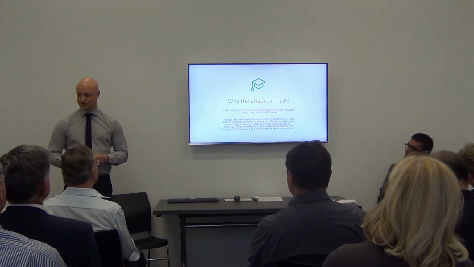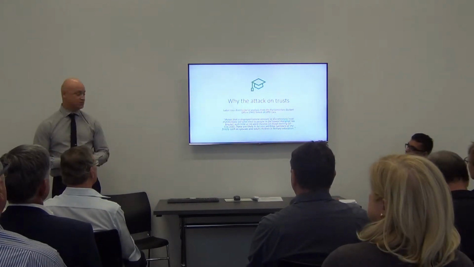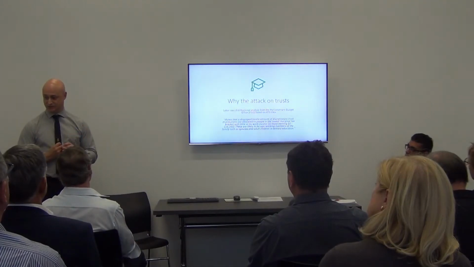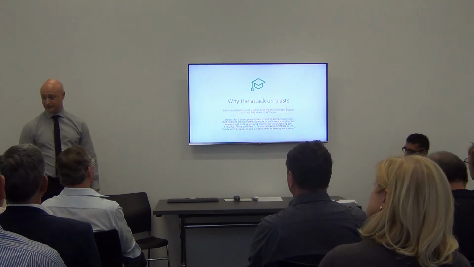Okay, so why the attack on trusts? I'll just read this out, I won't spend too much time on it. From the Labor analysis, it shows that a disproportionate amount of discretionary trust distributions are allocated to people in the lowest marginal tax bracket with little or no work income. These are likely to be non-working members of the family, such as spouses and children in tertiary education. And that's something I think as accounting professionals we can relate to quite strongly, where we do use a non-working spouse to stream income. That's the purpose of what a discretionary trust is.